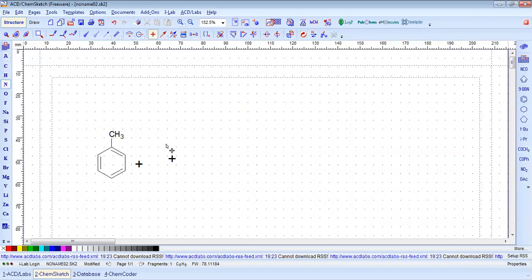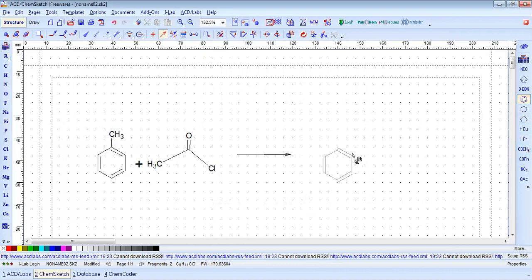CH3 carbon CH3COCl. Here chlorine, go for carbonate. Okay. So toluene with acyl chloride. Let us go for arrow. Single arrow is sufficient. So put the arrow here and let us go for the product.